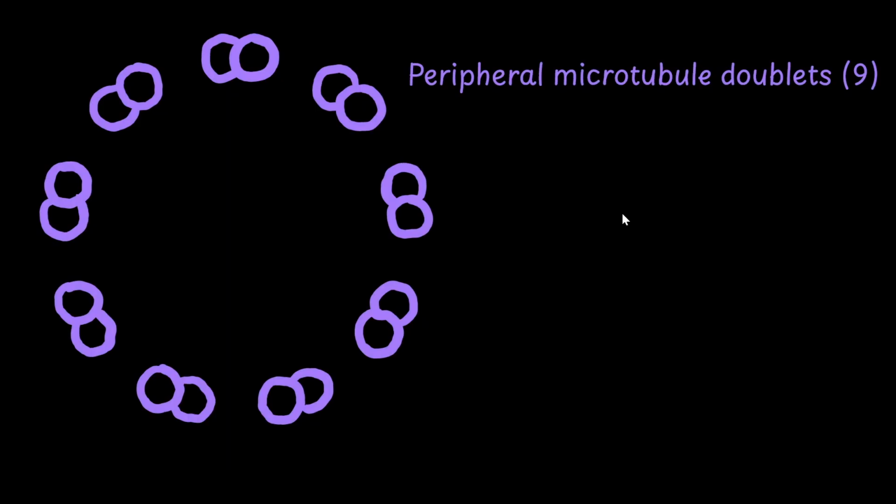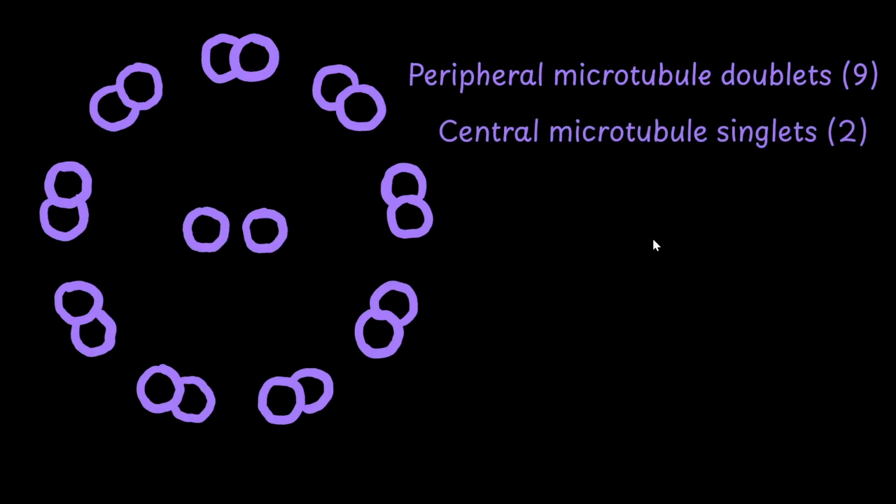Now let's look at what the cross section of a flagellum or a cilium would look like. It is also made up of peripheral microtubules, but here instead of triplets, we have doublets and there are 9 of them. Not only that, at the center, we have two complete rings of microtubule called the central microtubule singlets. This sort of arrangement is called the 9+2 array of microtubule arrangement. These are made of tubulin protein.